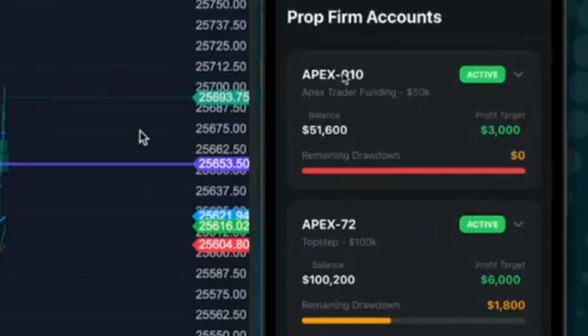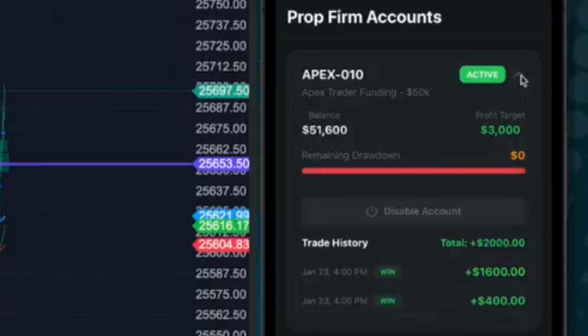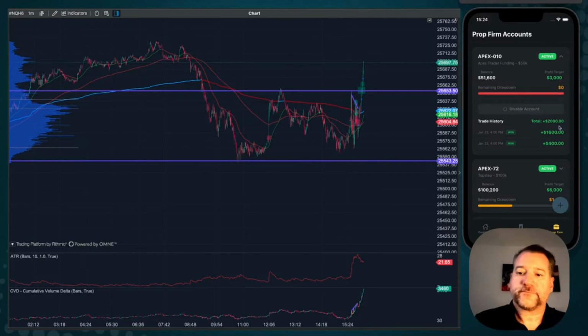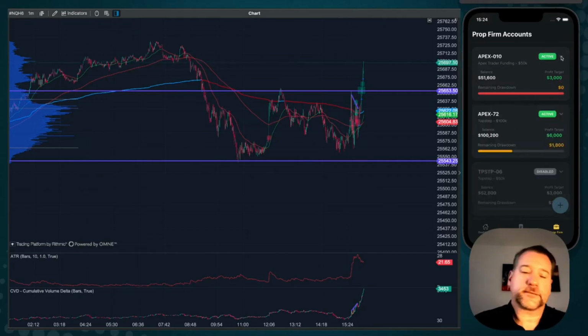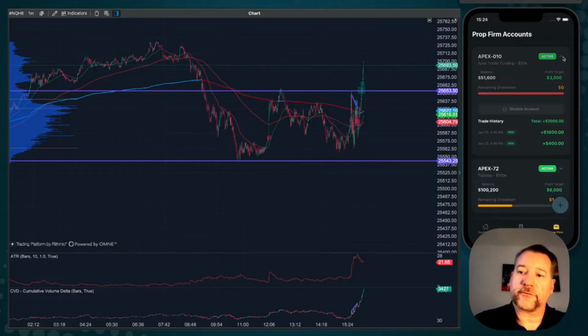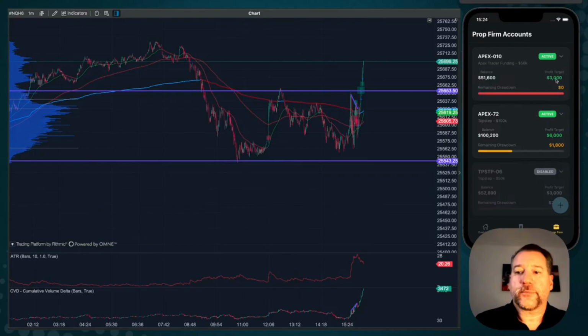Okay, so I say Apex number 10. I click here and I have this win here. Fantastic. And there's a situation with the remaining drawdown. It has to be 2,500. I have to fix this, but it's logging properly the $2,000 I made. So the profit target is 3,000. So I'm very close now.